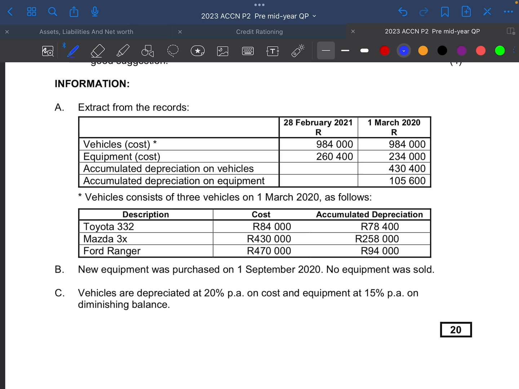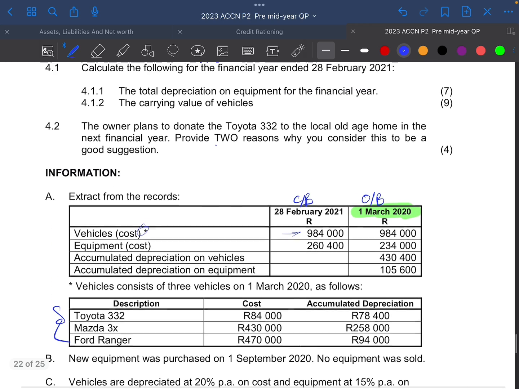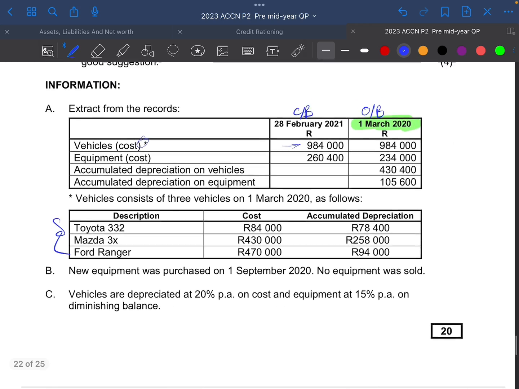Information A, extract from the records. We have 2 columns here. The first one shows on the 1st of March, which is our opening balances, and then these are our closing balances on the 28th of February 2021. So vehicles, the cost is 984 here. Okay, I see there's a stop, there's probably an adjustment. The adjustment says vehicles consist of 3 vehicles on 1 March 2020 as follows. So these are the 3 vehicles, and we'll get to them. And then our equipment cost, and accumulated depreciation on both PPE, which is vehicles and equipment. All right, so we are just going to start with the total depreciation on equipment for the financial year.